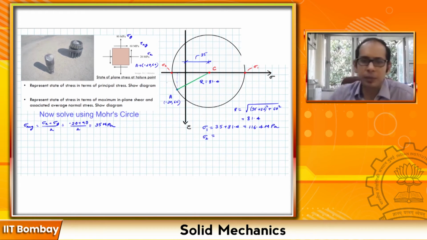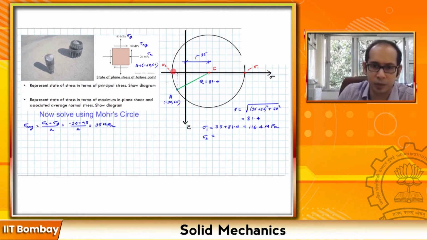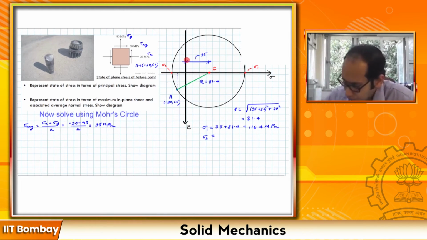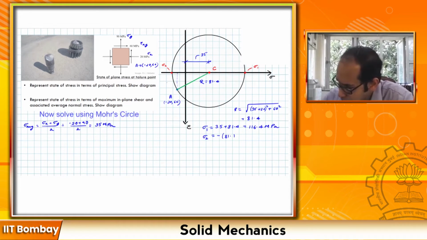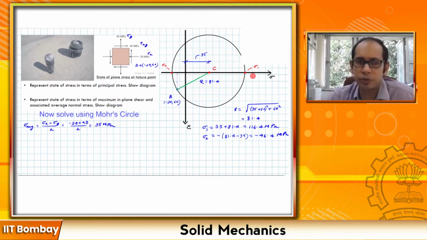Similarly, your sigma 2 is nothing but 35 minus 81.4. So that will be the remaining chunk that you have over here. So that one becomes. So I have found the maximum and the minimum stresses, which are the principal stresses, and for these cases remember the taus are equal to 0.